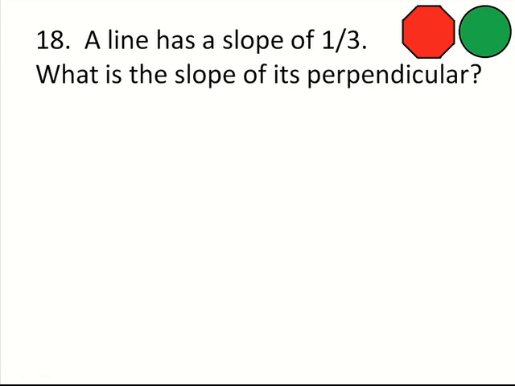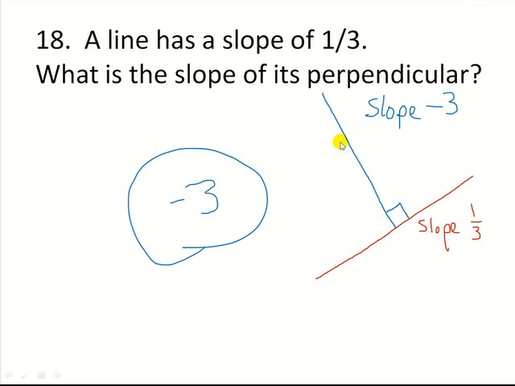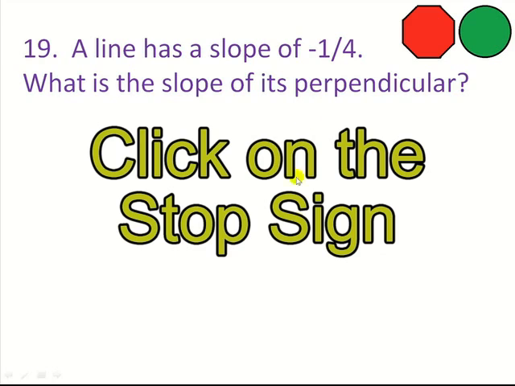A line that has a slope of 1/3, what is the slope of its perpendicular? Click on the stop sign. All right. If the slope is 1/3, its perpendicular would be a negative 3. Here you see a picture that I've drawn of that. This is a positive slope of 1/3, and here we have a negative slope of 3.